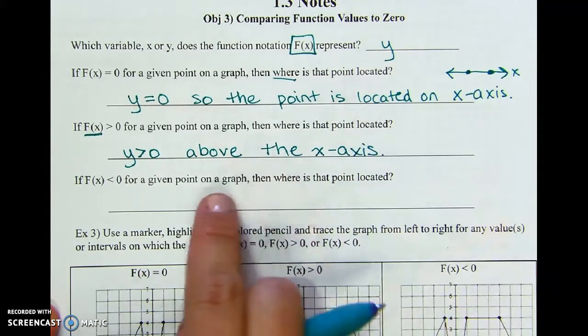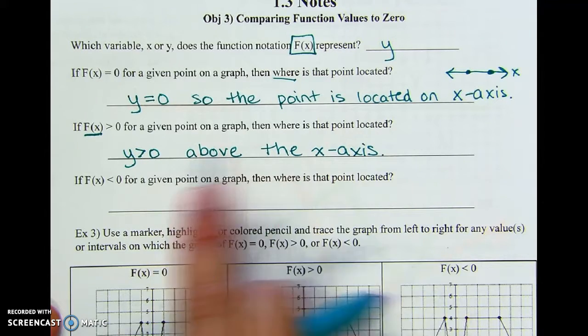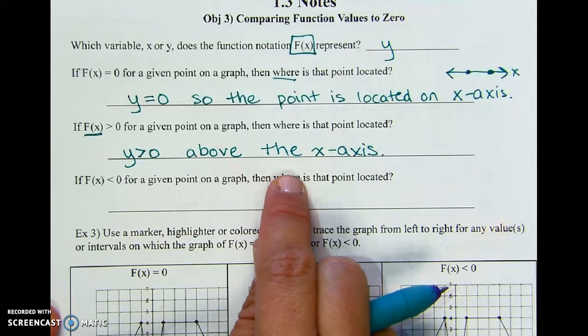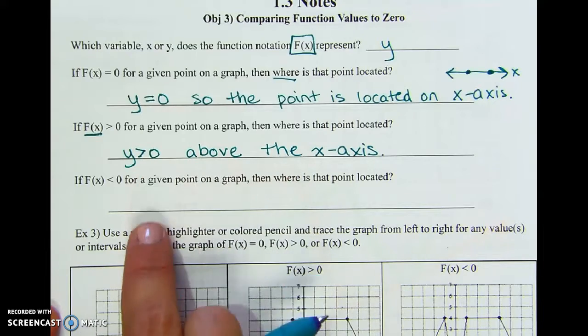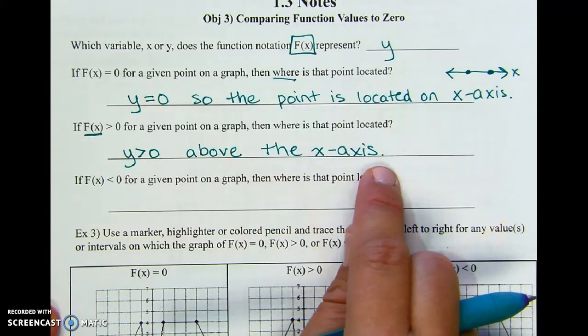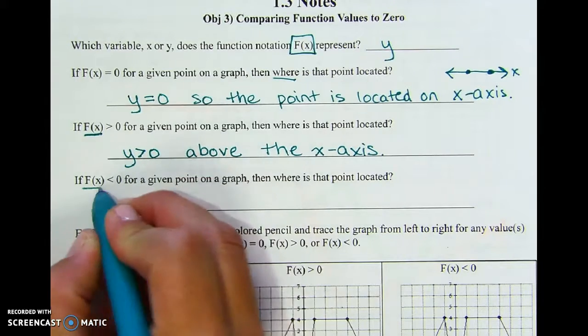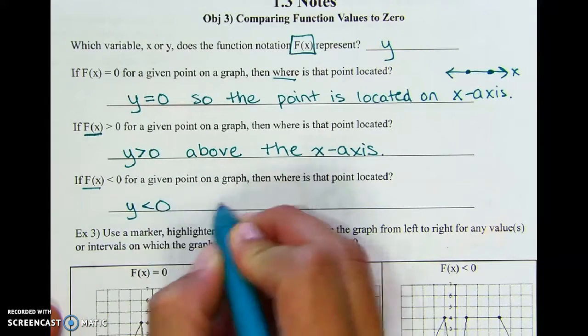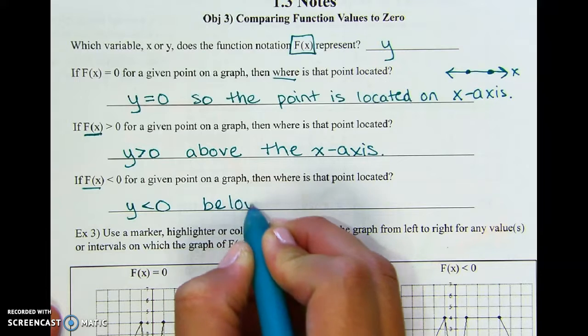You should have a sign or something on the word wall about these two facts right here. If f of x is greater than 0, then we're above the x-axis. And if f of x is less than 0, what does that mean? We're below the x-axis.